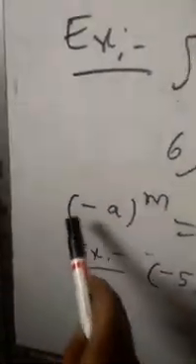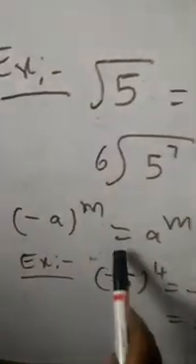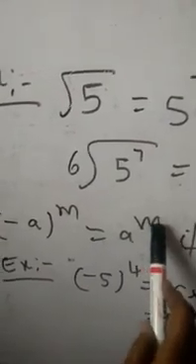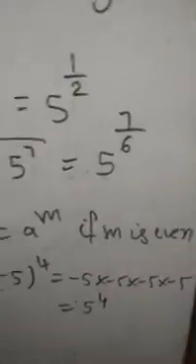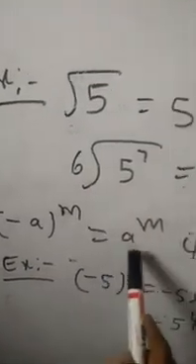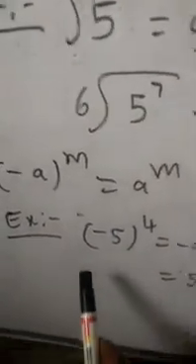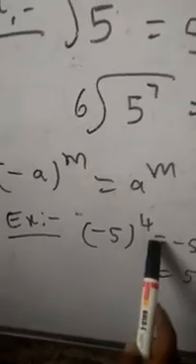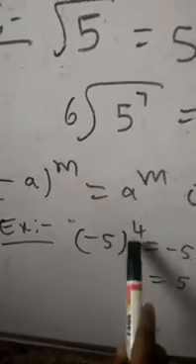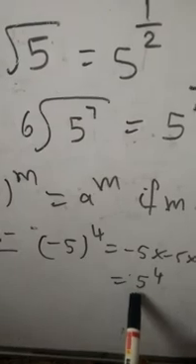Next, (minus a) whole to the power of m equals a to the power of m, when m is an even number. Example: see here, (minus 5) whole to the power of 4, take power, even power is there, that's why it will come 5 to the power of 4.